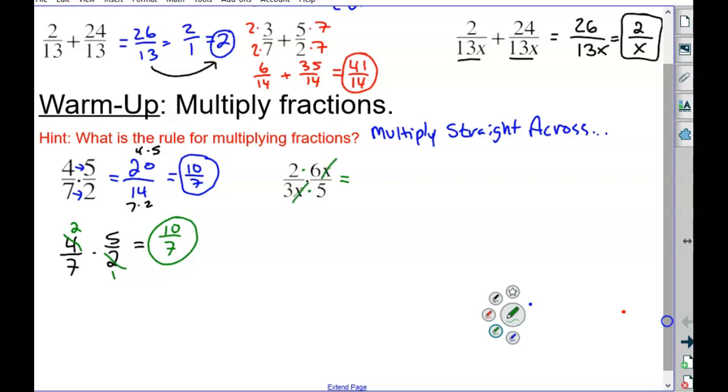An x over an x is going to reduce down to 1. And what else do they have? A 3. We can divide by 3, so then there's a 2 left over. So this is 2 times 2, which is 4, and all that's left in the denominator is 5.